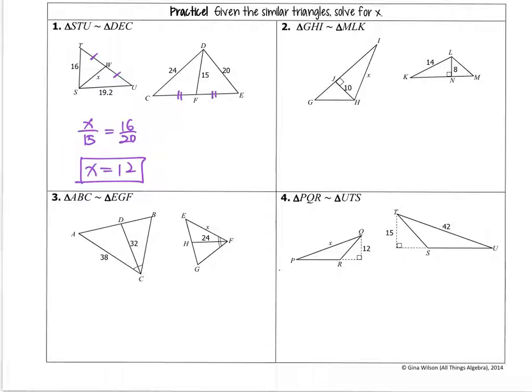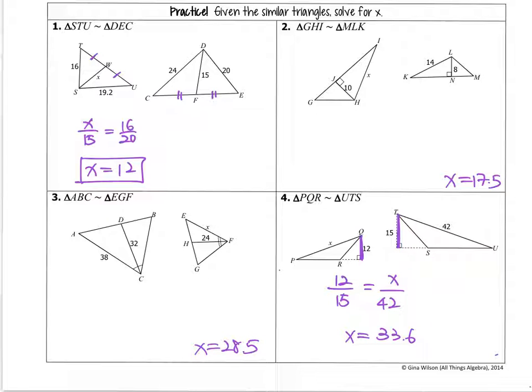And remember, the altitude for an obtuse triangle lies outside. So this is the altitude for that obtuse triangle, and this is the other altitude. So if the two obtuse triangles are similar, then 12 over 15 should equal x over 42. And your answer should be x equals 33.6. Let me write out the answer for the others. And this one is x equals 28.5.